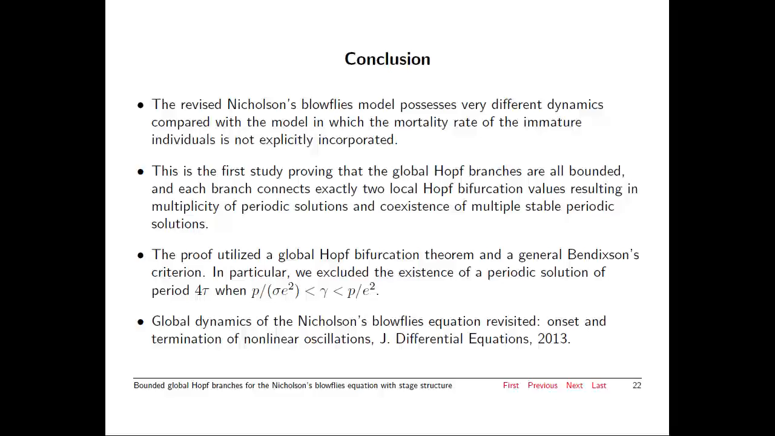Here we preclude the existence of 4 tau periodic solutions, so we require this additional inequality. We conjecture that even if this inequality is not satisfied, we still have our results. But here we have one open problem: how to preclude the existence of periodic solutions for high-dimensional ordinary differential equations, I mean larger than or equal to 4-dimensional. If you are interested in my work, you can refer to this paper from 2013.